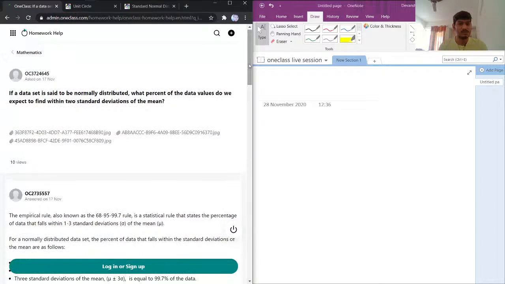Let's start with this question. The question says that if a data set is said to be normally distributed, what percentage of the data values do we expect to find within two standard deviations of the mean? So let us come to this tab.